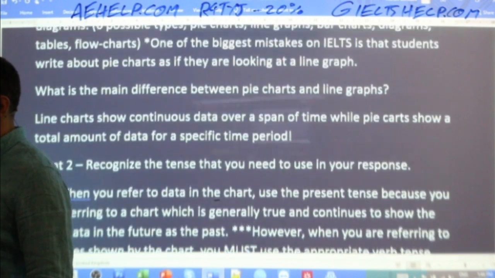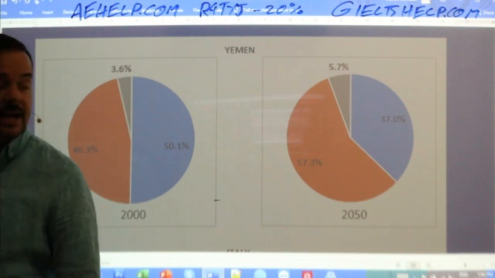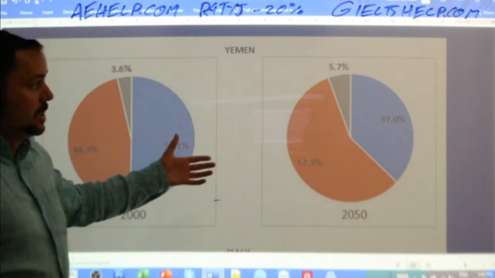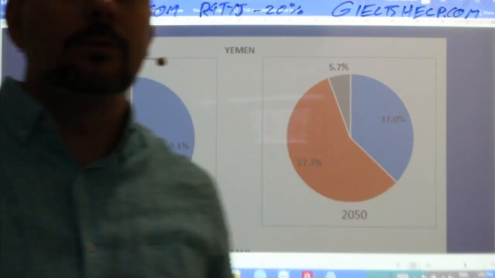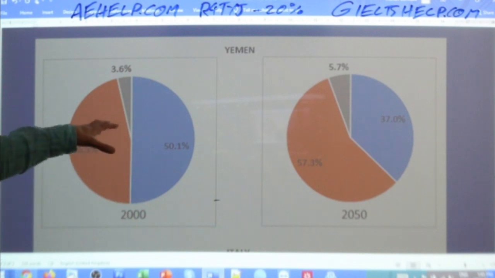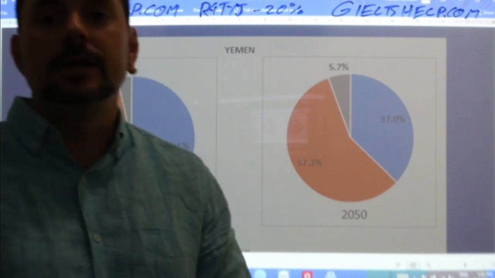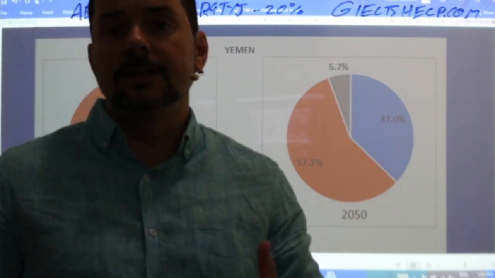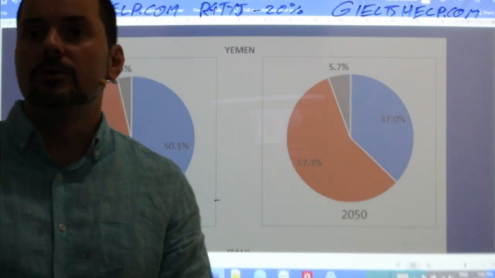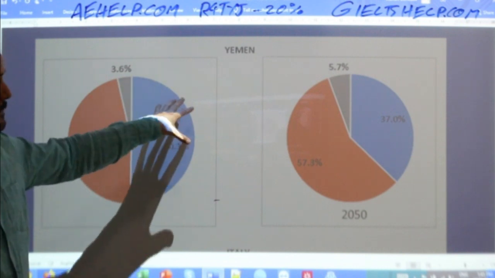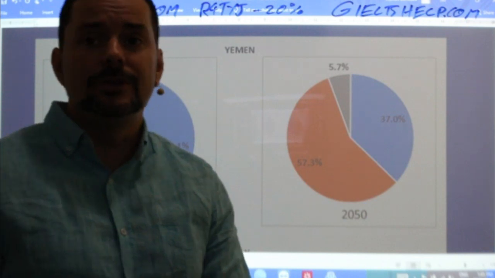Okay, so here, the data shown is for 2000 and 2050. So what kind of tense am I using? What tenses do you think I will use for these pie charts when I'm writing my response? Again, this is what I need to recognize very quickly before getting into my overview, body paragraph, of course, summary for those of you who have time. So what kind of grammar am I using here when I'm referring to the time periods?